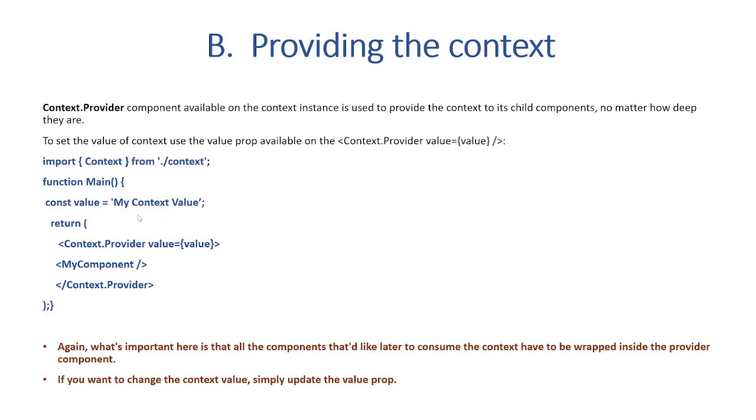So in order to change the value of the context, you can change it here and provide it to the context provider. Whatever value that you provide to the provider will be available to MyComponent and its child components. So this is important. If you want to change the context value, simply update the value prop.